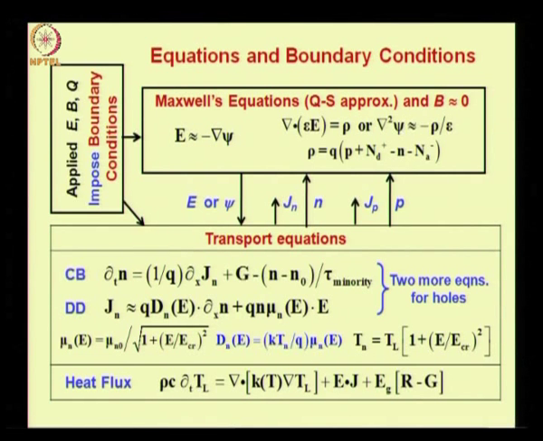So we can summarize our drift diffusion model along the same lines that we did with the drift diffusion thermoelectric current model. Here again you have 2 equations for electrons and another 2 equations for holes. So you are absorbing the energy balance information in the electron temperature and field dependent mobility.